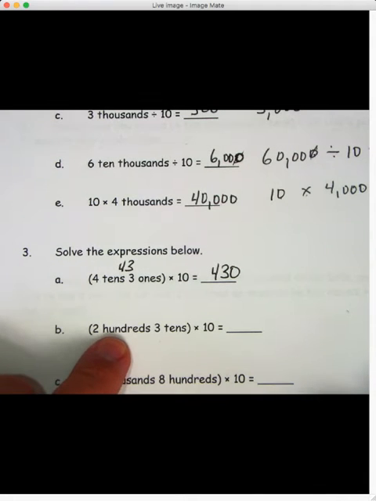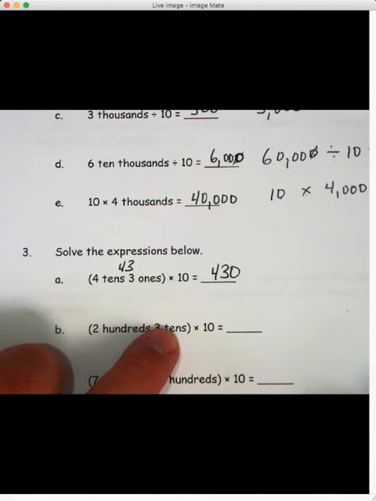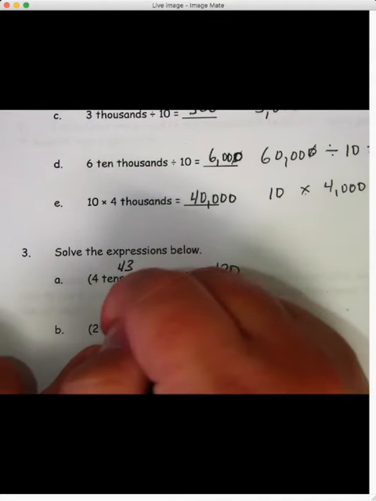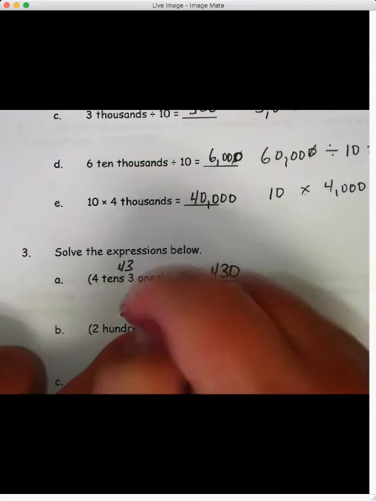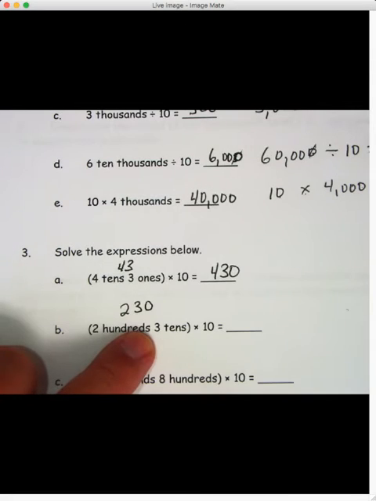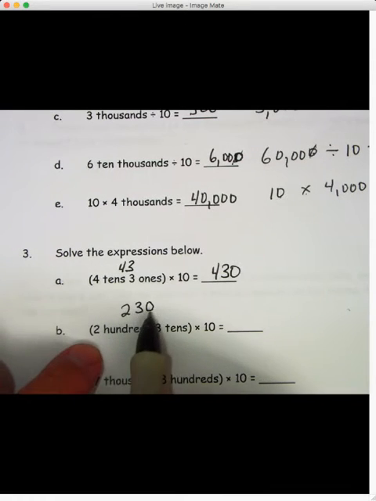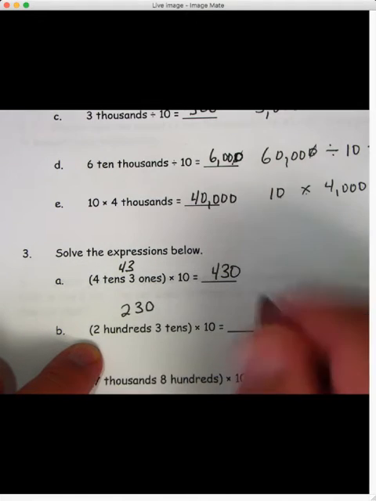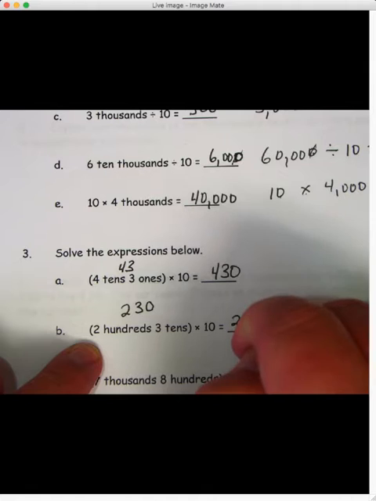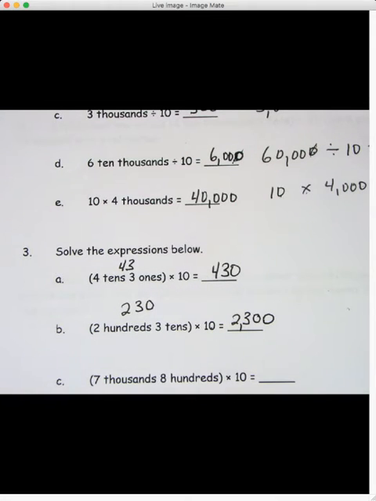Look at this. If we have 2 hundreds and 3 10s, that's 23. That's not right. We have to put a 0 in the ones place because we don't have any ones. So 230 times 10. Okay, so we're multiplying, so we're going to add an extra 0 to this. So 230, we're going to add that because we added a place value. 2,300 is the answer.